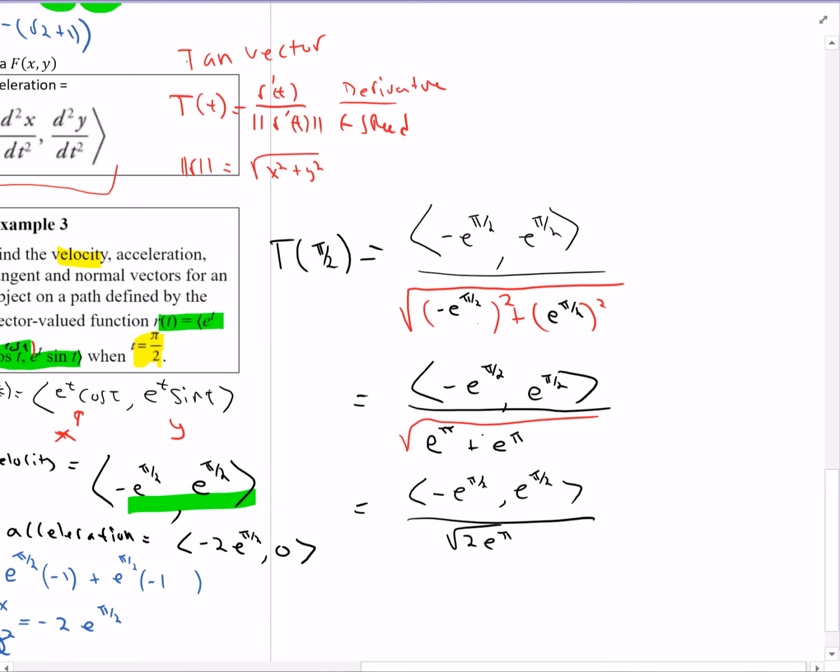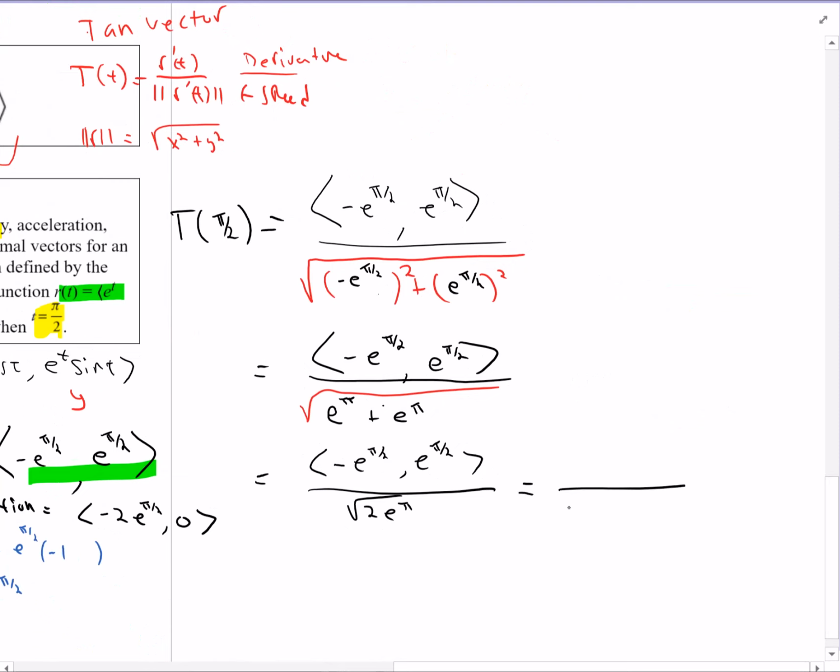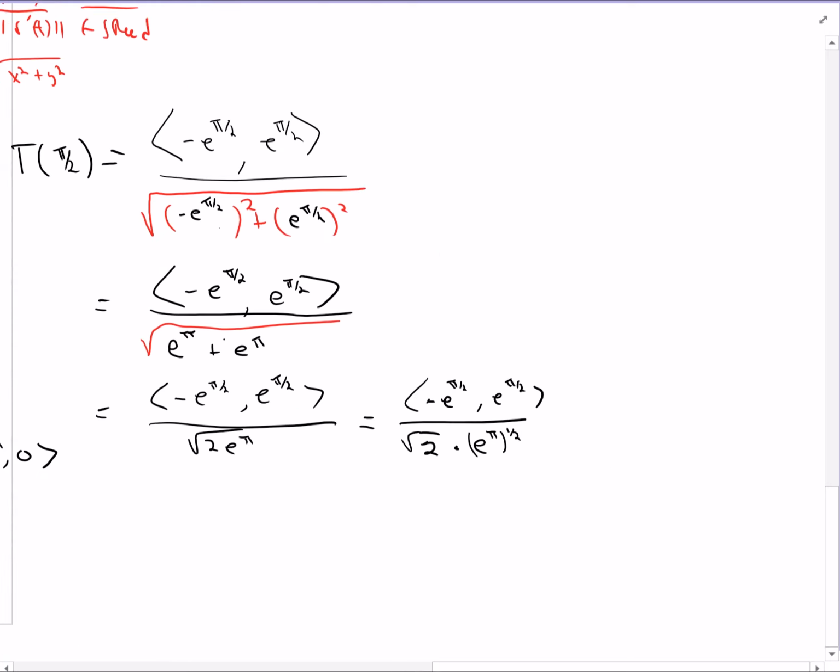which could be written as square root of 2 times the square root of e to the pi, which is the same thing as raising to the 1/2 power. And then this exponent is going to multiply in there to give us e to the pi over 2 again. So the numerator is still there, and the denominator is the square root of 2 times e to the pi over 2. Once we're at this point, we can break it into the two separate pieces, the x piece and the y piece.